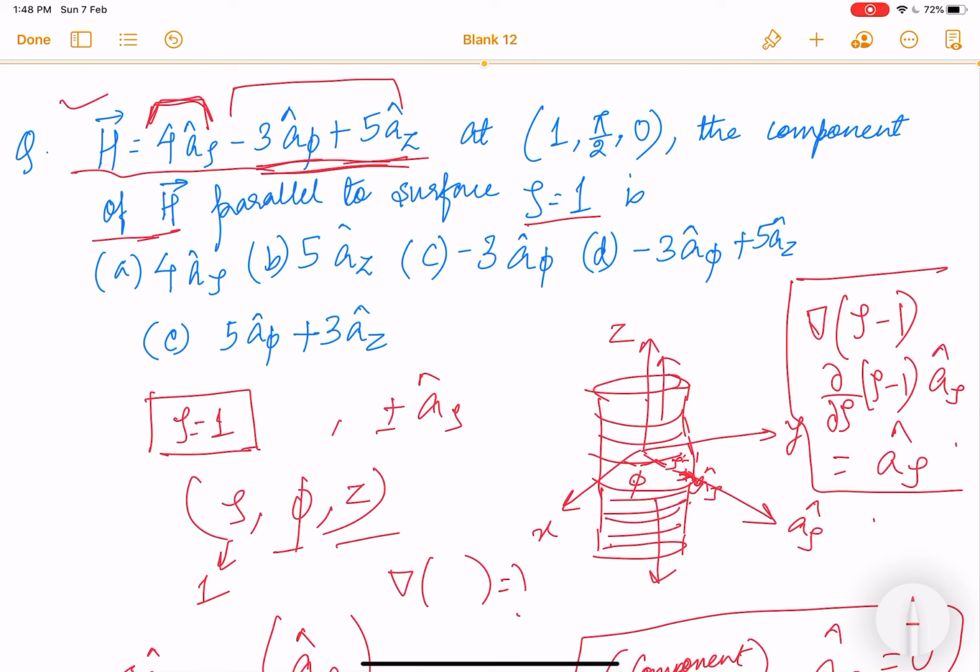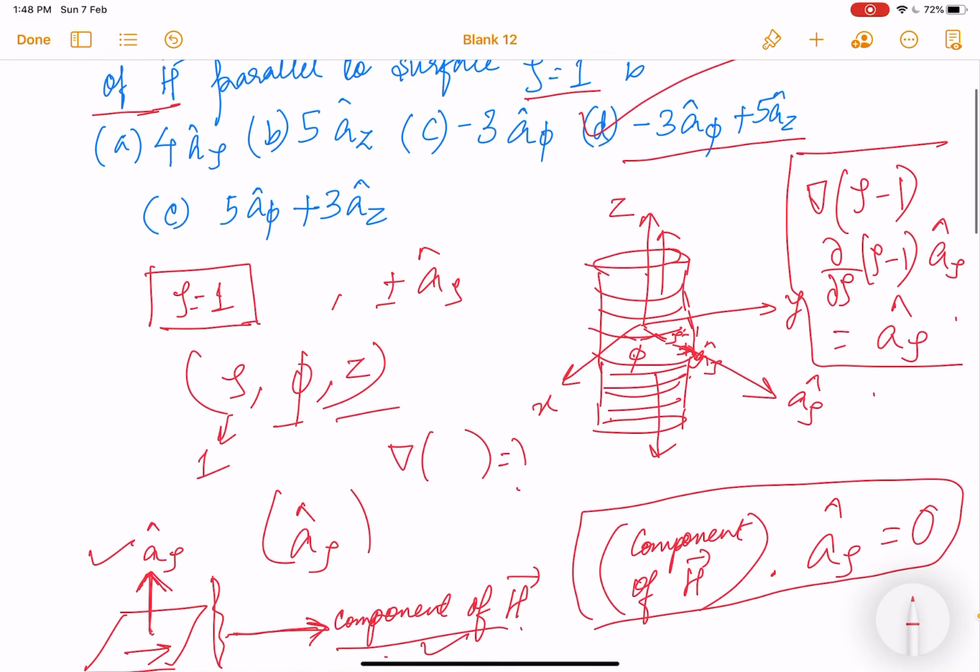So you can see it in the options. This option D, it's given minus 3 a phi cap plus 5 a z cap. So this will be my correct answer, because this will satisfy this equation. I hope this is clear to you.